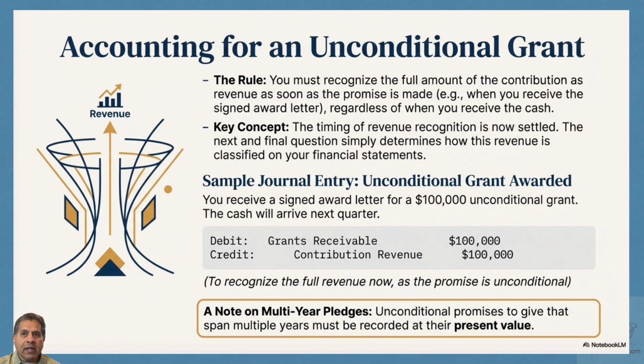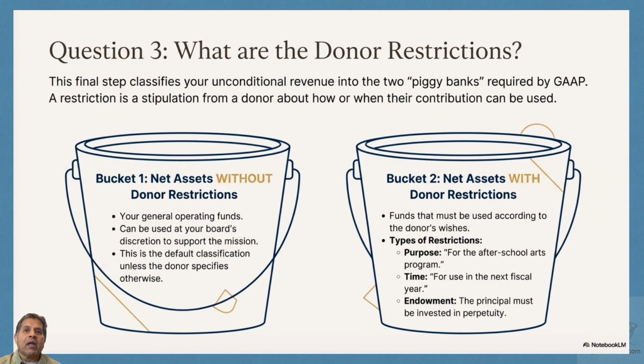Your board might hate this because they don't have the cash yet, but GAAP requires you to book income when the promise is made. Also, watch out for multi-year pledges. Those need to be recorded at present value. That's a topic for a completely different video. Finally, we move to question number 3.